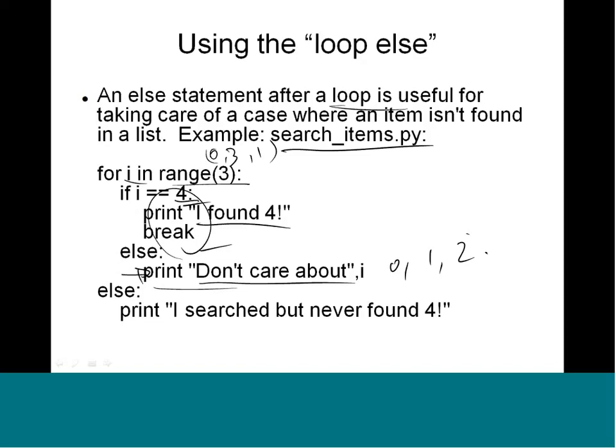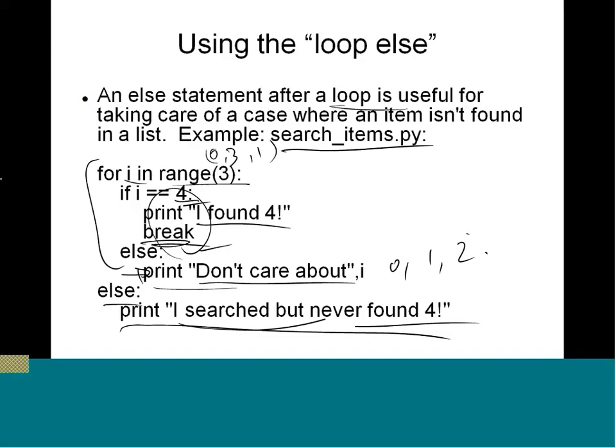But now we also have to print something else. For this particular loop, if there is an else, then once it never hit the break, we can do something. So here we put that break. If it does not hit the break, then the else gets printed, and that says I searched but never found 4. So this is the example for using the loop else, which is an interesting command in Python.